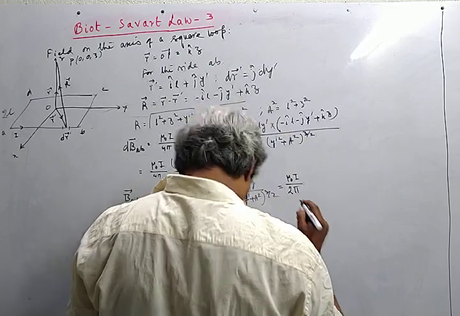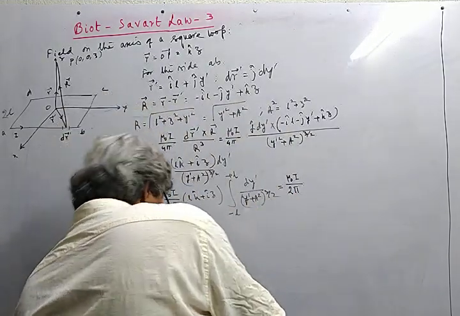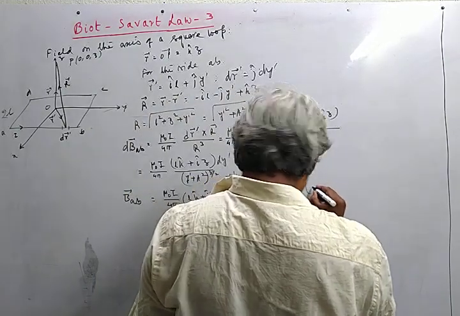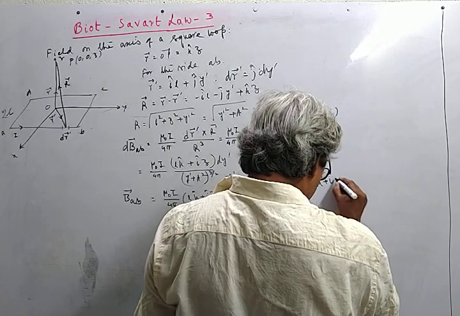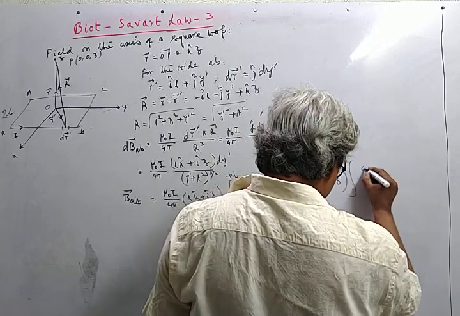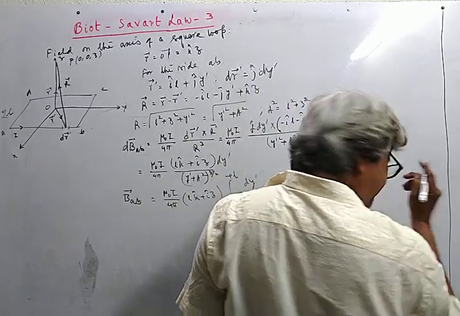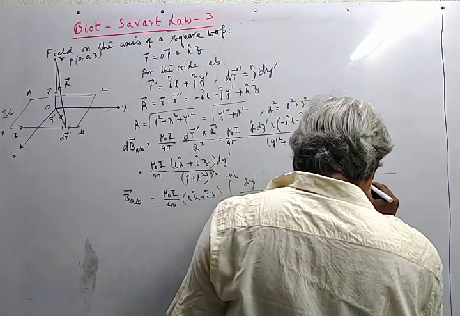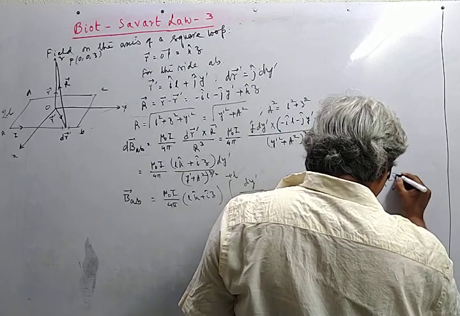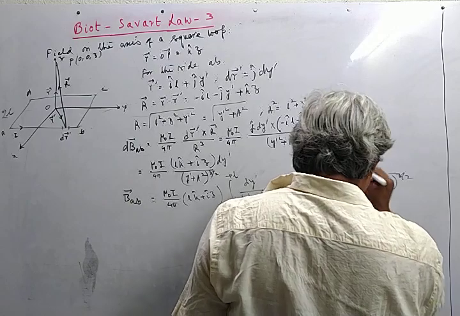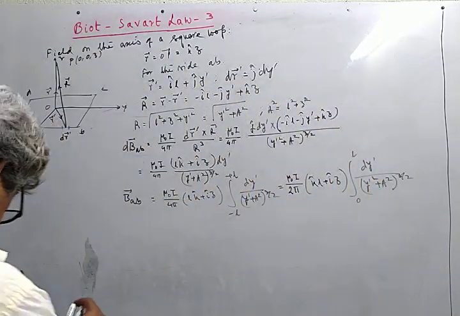mu 0 I times 2 pi, this 2 cancels with this, (k cap L plus i cap z) integration dy prime, positive, dy prime over (y prime square plus a square) to the power 3 by 2, from 0 to L. Now this integration can be evaluated.